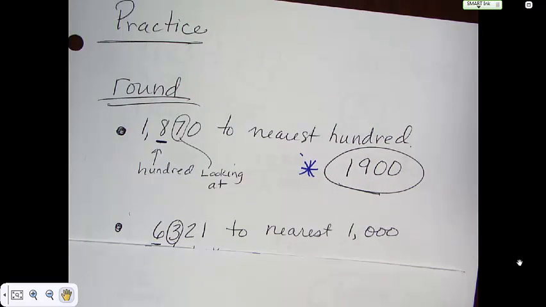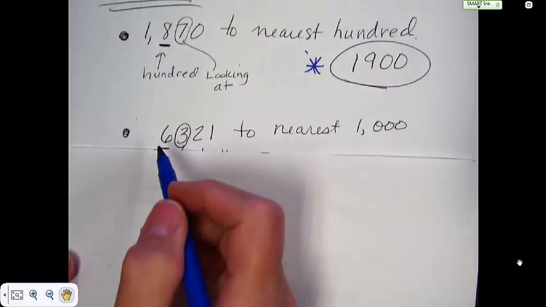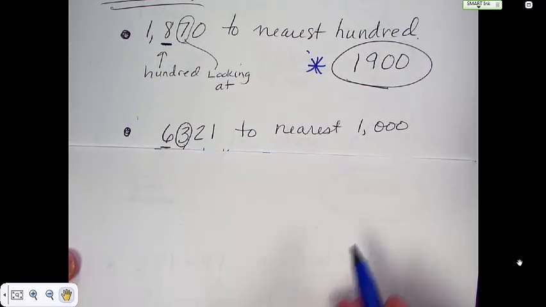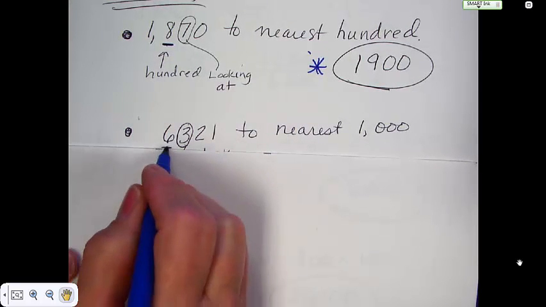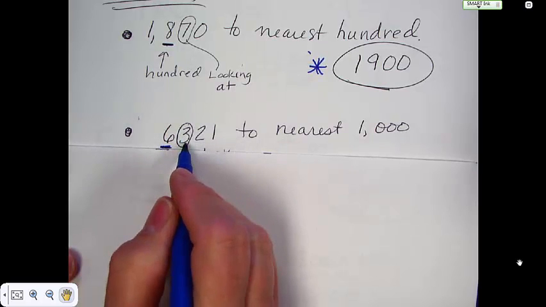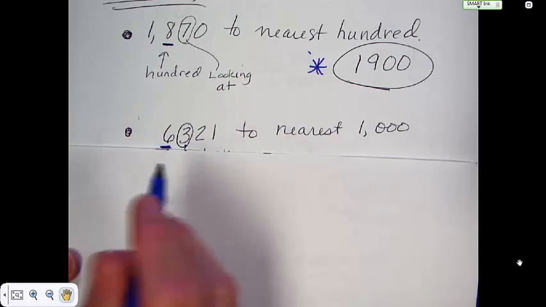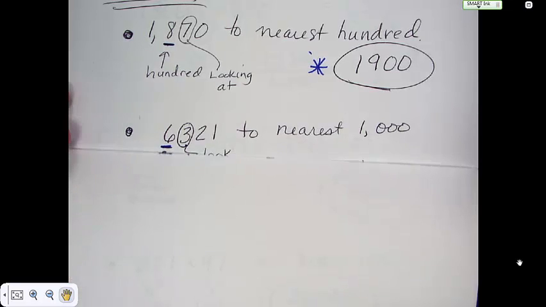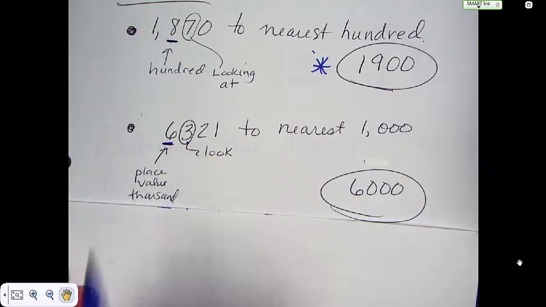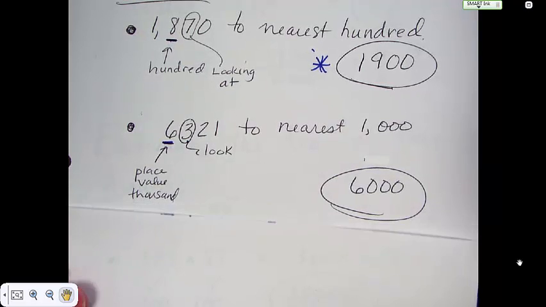Here's another one. Round 6,321 to the nearest thousand. Okay, here's your thousand spot. Here's the number you're looking at. That 3 is not larger than 5. Therefore, it's going to round to 6,000 because this number is not 5 or greater.